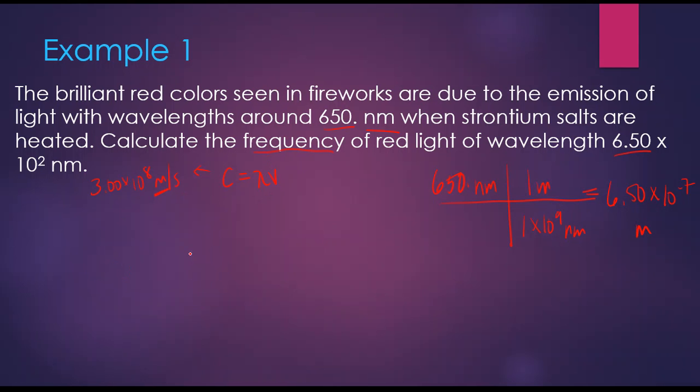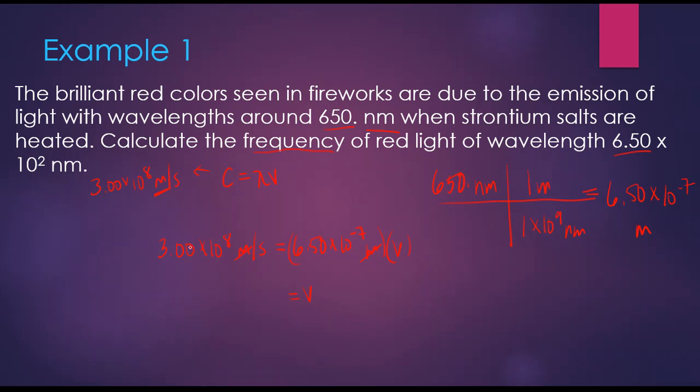And we're looking for frequency. So now that we have our other values, we can go ahead and calculate. So 3 times 10 to the 8th meters per second equals 6.5 times 10 to the negative 7 meters times our frequency nu. And then all it is a simple division, and the meters will cancel, and then you're going to be left with 1 over second over here. So nu equals, let's go ahead and do that calculation.